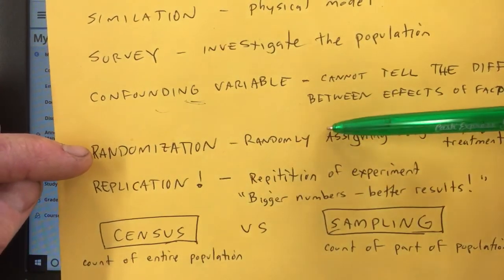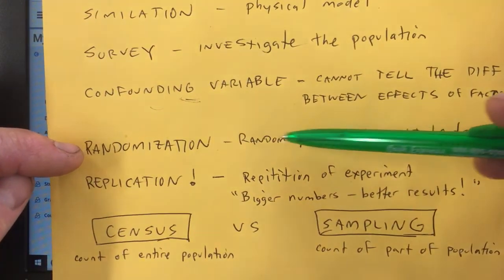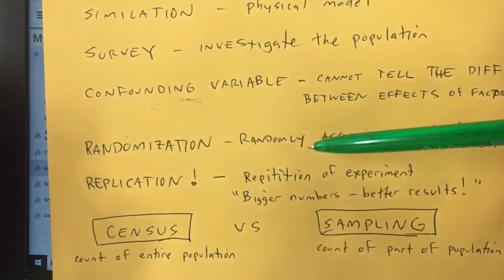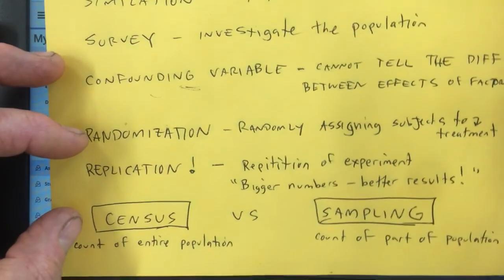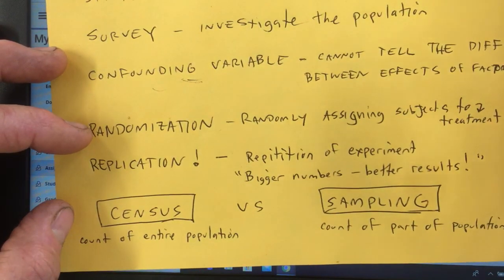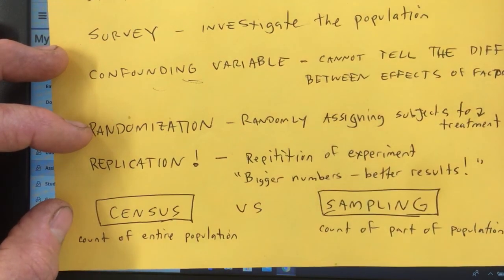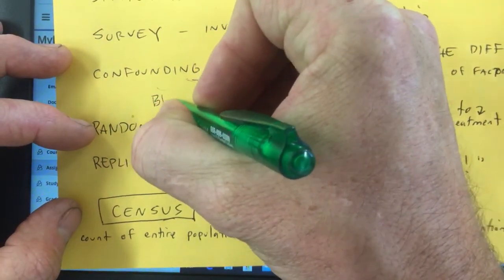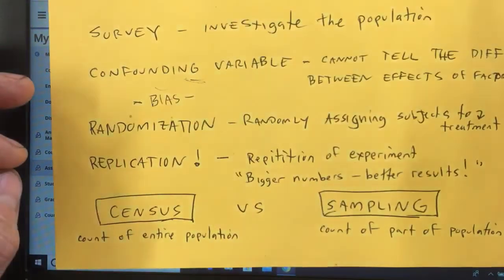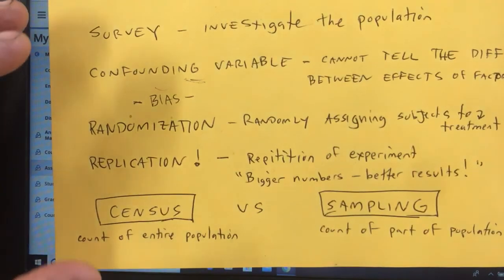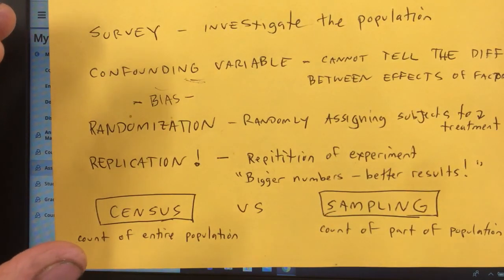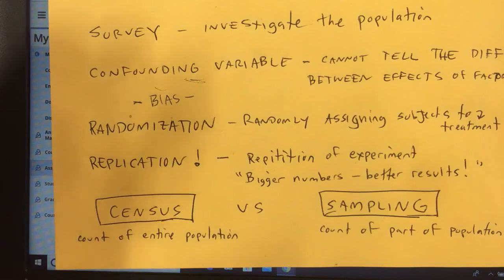Randomization, when you randomly assign subjects to a treatment, you want to be random with things. When you have a group of people, you want to select them randomly, and so you have a general sample. You don't want bias. Bias is when you have some kind of favoritism or some kind of downfall in your survey, where it's not going to be a true representation of your population.